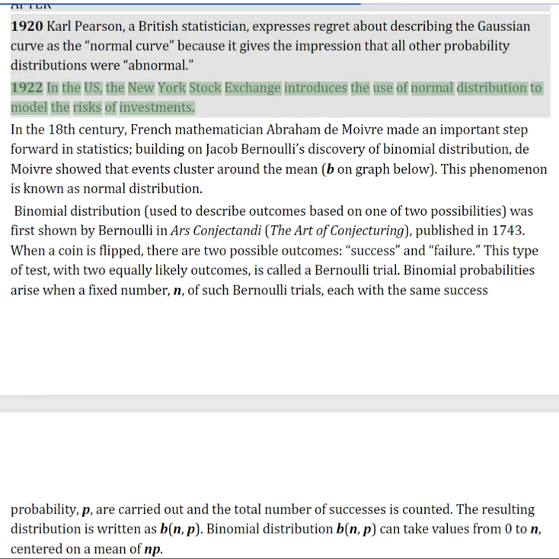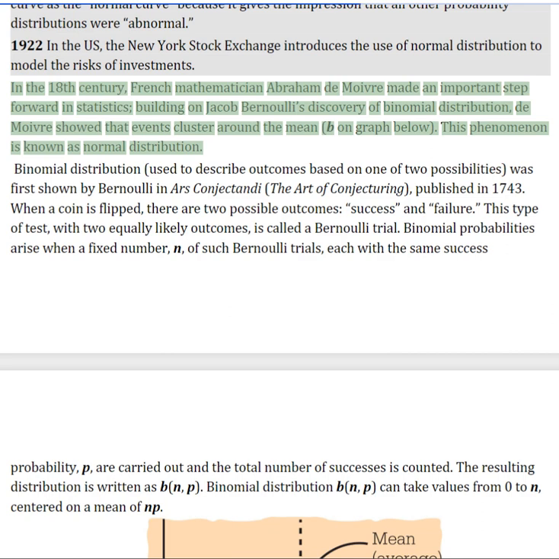1922: in the U.S., the New York Stock Exchange introduces the use of normal distribution to model the risks of investments. In the 18th century, French mathematician Abraham de Moivre made an important step forward in statistics. Building on Jacob Bernoulli's discovery of binomial distribution, de Moivre showed that events cluster around the mean. This phenomenon is known as normal distribution.